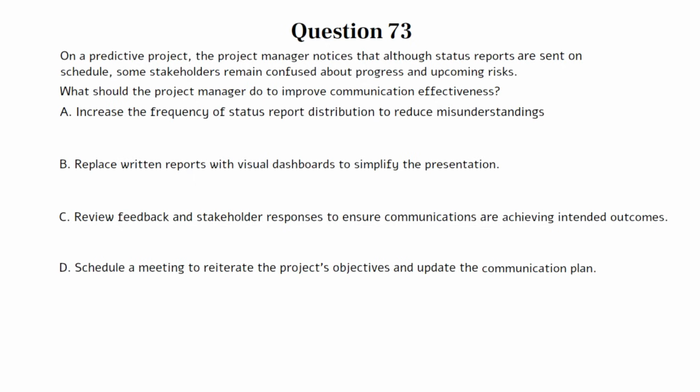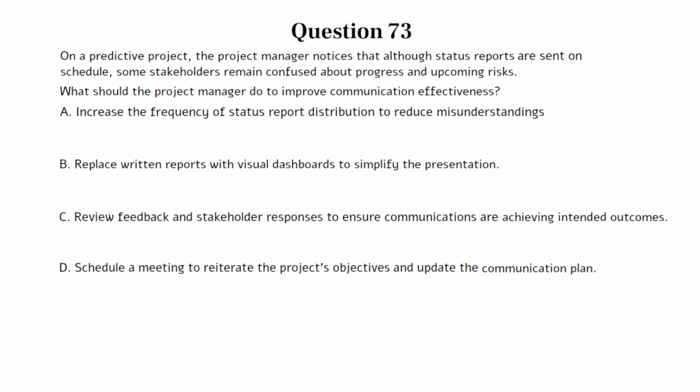Question 73. On a predictive project, the project manager notices that although status reports are sent on schedule, some stakeholders remain confused about progress and upcoming risks. What should the project manager do to improve communication effectiveness?